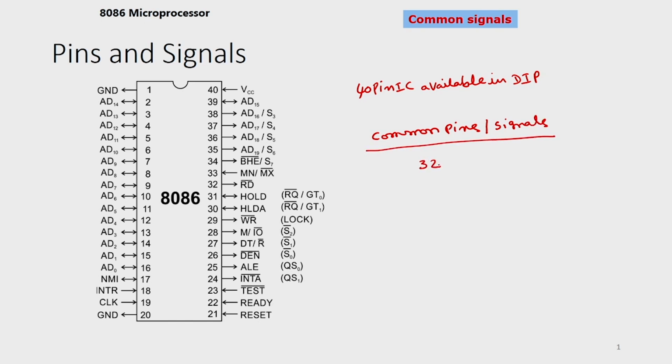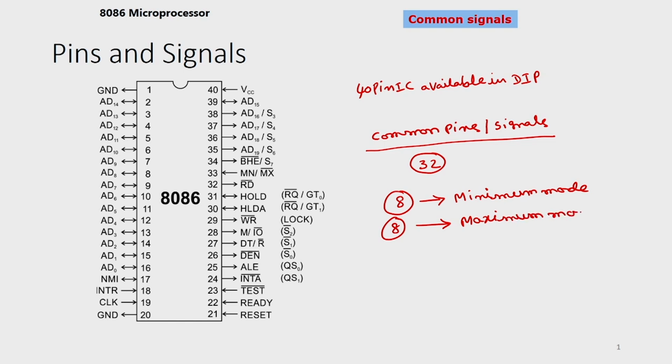There are 32 common pins in total, and 8 exclusively for minimum mode, and 8 exclusively for maximum mode. As I have discussed yesterday, in minimum mode it is a single user configuration, whereas maximum mode is multi user. So, first I will discuss about the common pins.